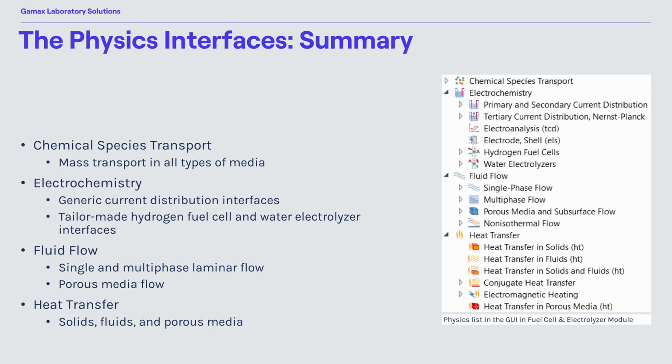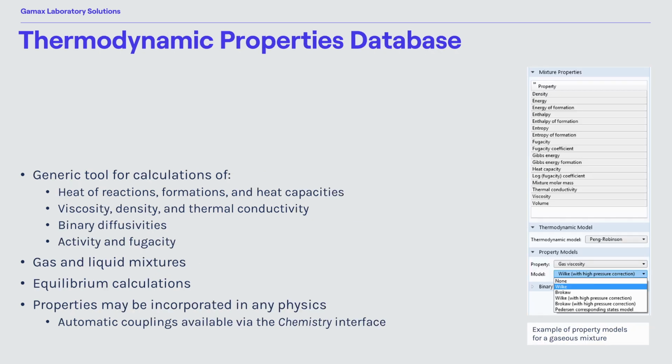Okay, so here, that's the summary snapshot of what is included with the fuel cell. From the electrochemistry side, in general, primary and secondary current distributions can be solved. Electrodes in shells, so if you want to model thin structures, this module is prepared to do that. And of course, there are the dedicated interfaces for the hydrogen fuel cells and electrolyzers. And there are also other relevant physics like fluid flow and heat transfer. They are also there and enabled, so you can add them later to increase the complexity, accuracy and validity of your model.